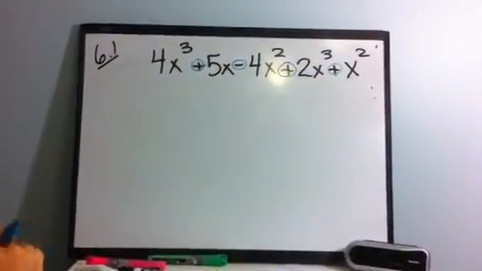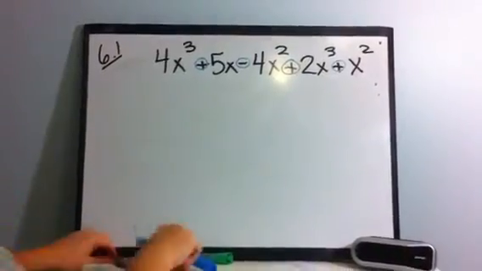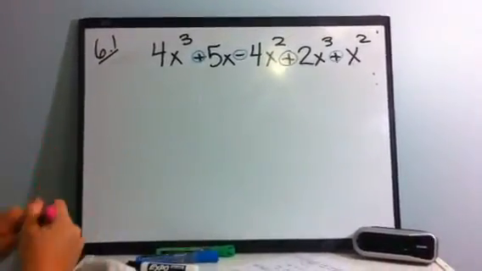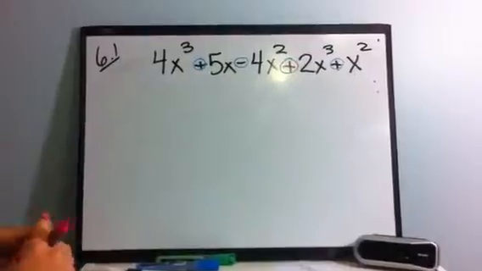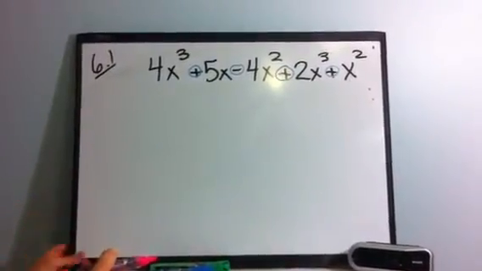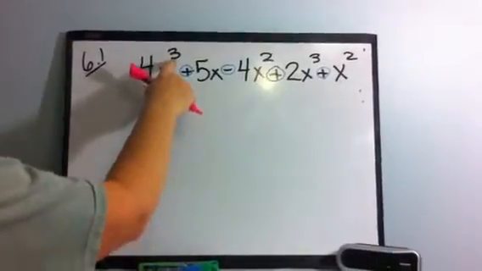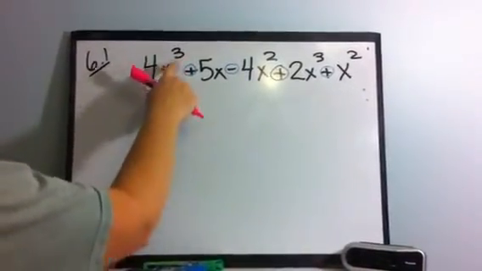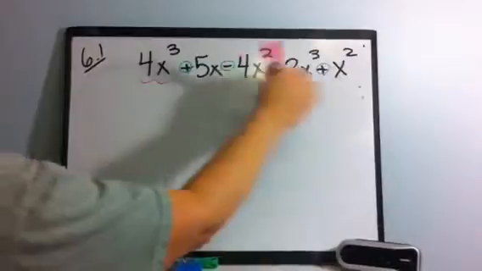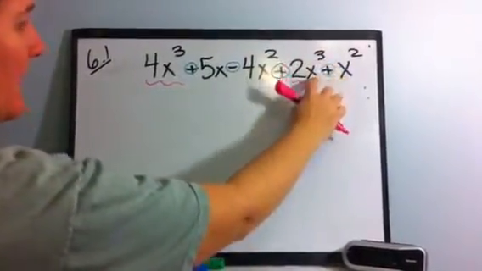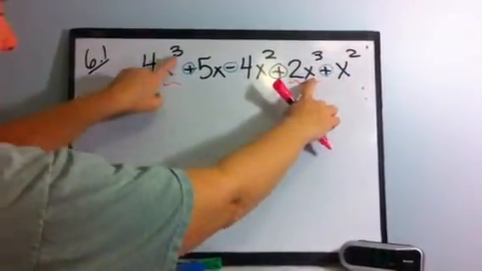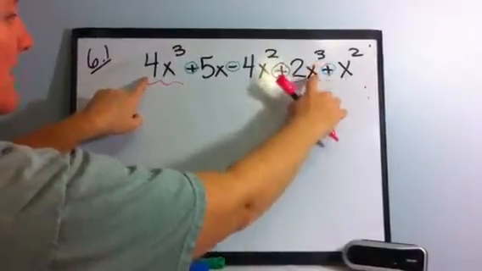Kind of cool. Alright, so now if they're asking me to simplify or combine like terms, I have to figure out what's alike. And the way you're going to do this is you're going to look at your variable and its exponent. Where else do I have x to the third? Well, I have an x to the third over here. So I have 4 of these x to the thirds and 2 of these x to the thirds.